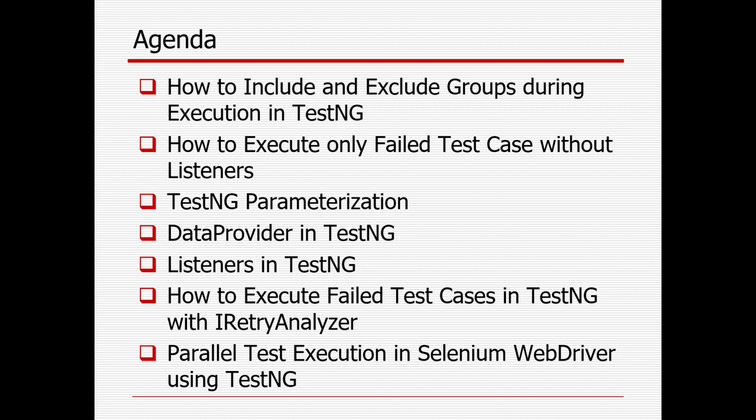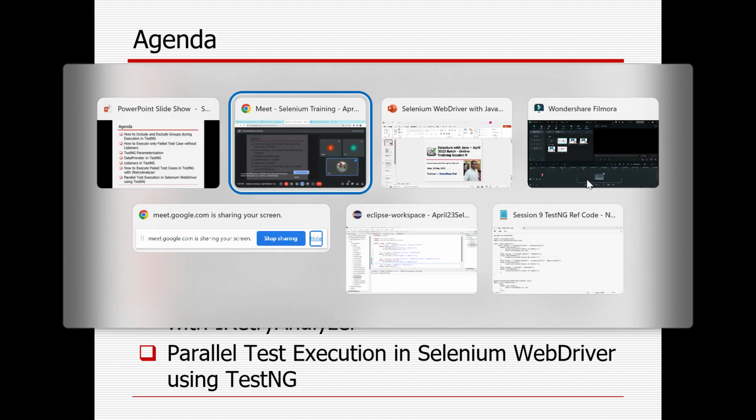And today we will learn how to include and exclude groups during execution in TestNG, and how to execute only failed test cases instead of running all the test cases again and again, without a listener and with a listener. Then how we can do parameterized testing and data driven testing. What is the importance of the listener class in TestNG? How you can execute failed test cases with the help of the IRetryAnalyzer listener, and how we can do parallel test execution in Selenium WebDriver with the help of the TestNG XML file.